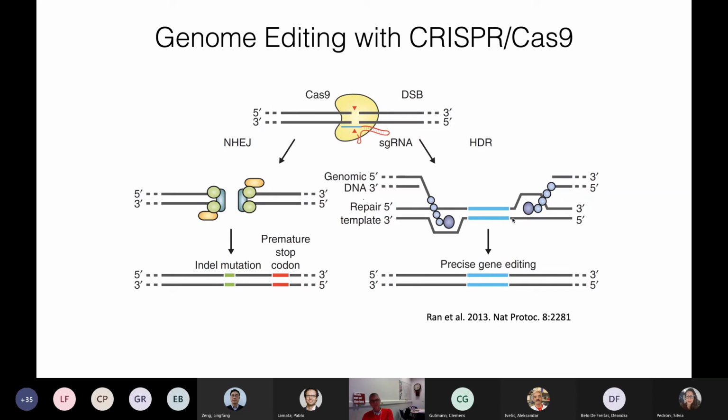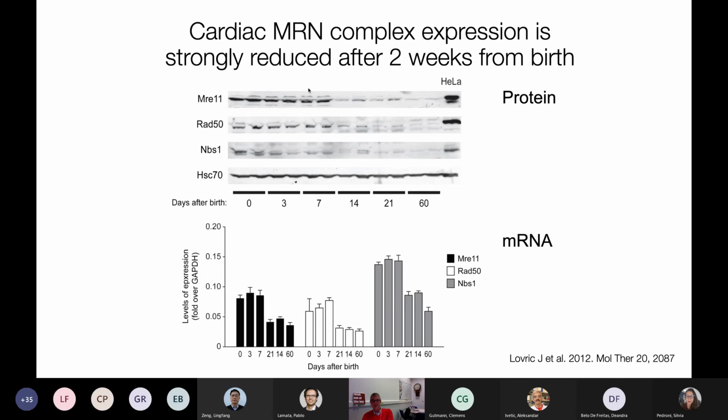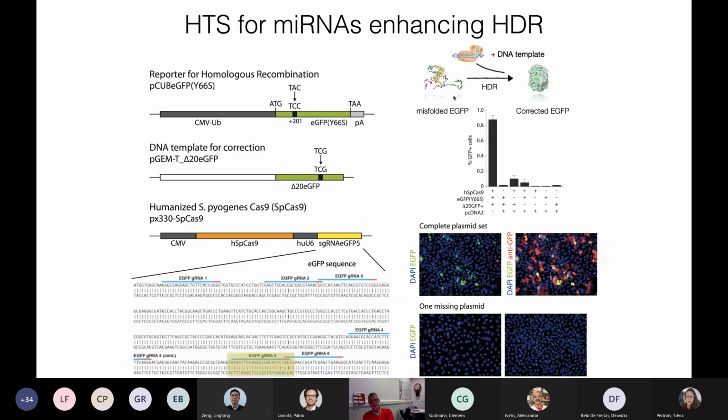You have perfect correction. The problem of cardiomyocytes is that they exit the cell cycle around birth, and so MRE11, RAD50 and NBS1, which are expressed at high levels until the first week of life, suddenly disappear. And so basically homologous recombination does not occur. So what Eduardo wanted to do is to find out if there are microRNAs that can induce homologous recombination in cardiomyocytes.